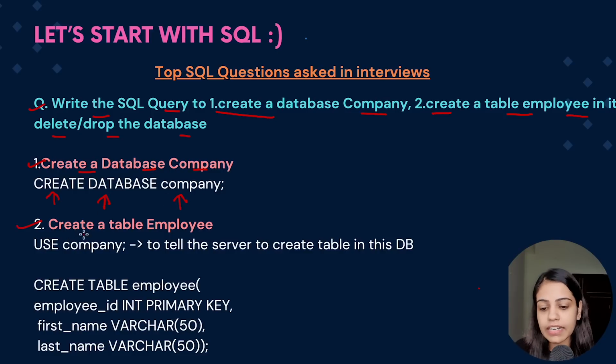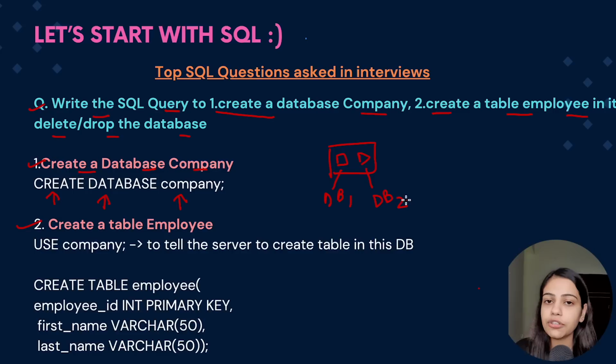Now the second is create a table employee inside that particular company database. In the SQL server there are multiple databases. Consider this is DB1, this is DB2. We need to tell the SQL server that I want to create a table in this DB1. For that we use this particular command, use, and then we provide the database name. So it tells the server to create the table inside this particular DB, that is company.